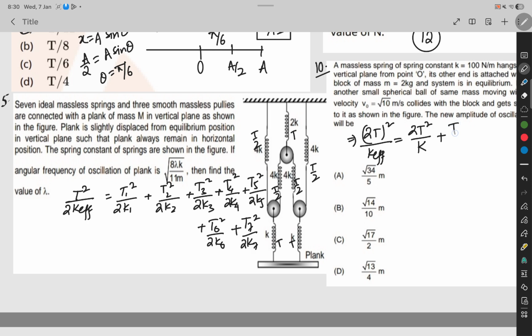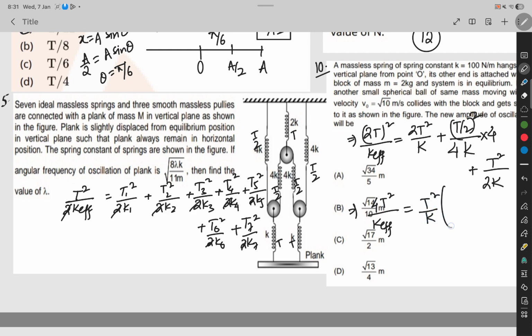And for the last one, that is again T square by 2 already cancelled out. I'm just doing one more time. This is T by 2 square by 4k. Already these two I have cancelled out. This tension is T by 2, so T by 2 square by 4k into 4 such springs, and here it will be T square by 2k, there is one such spring. So that will be 4T square by k effective.